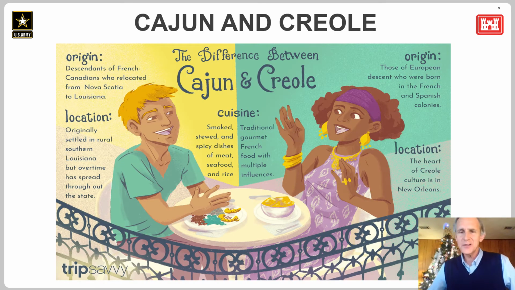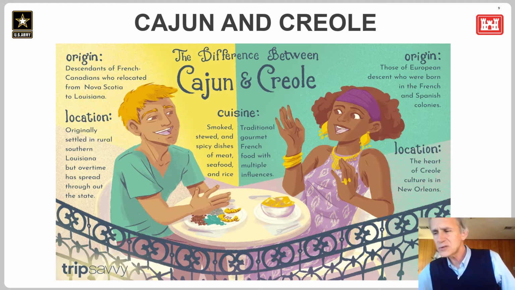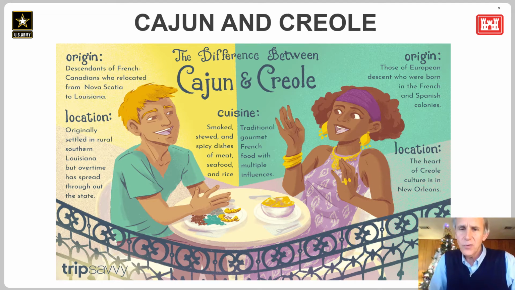To continue on with the Cajun culture, the descendants in this area come from, as you can see up at the top left, French Canadians who were in Canada, and they relocated from Nova Scotia to Louisiana. So you have French that makes up not only the Cajun and also the Creole, which is in the southeast portion of the state, which is where I am.